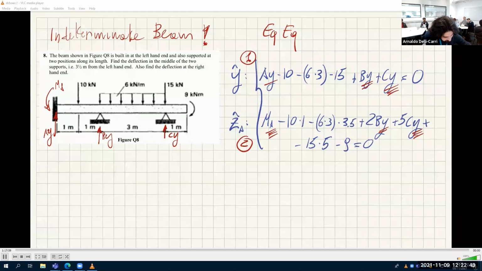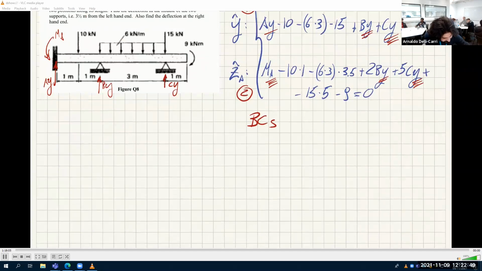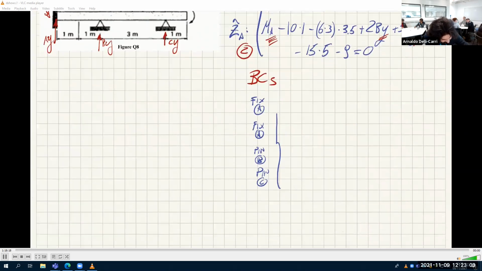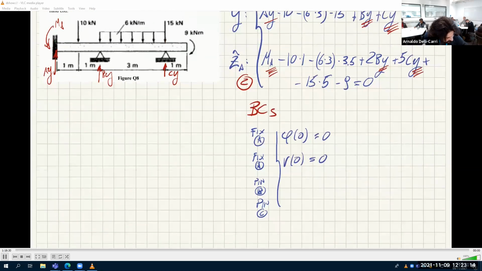So compatibility equations: fix in A, pin in B, pin in C. Fix in A means phi of 0 is 0, V of 0 is 0, V of 2 is 0, and V of 5 is 0.